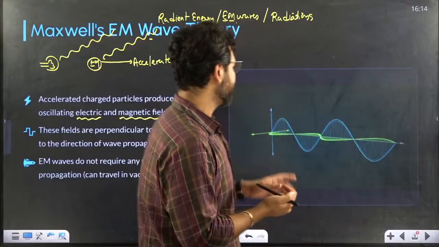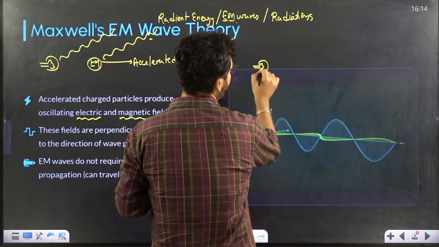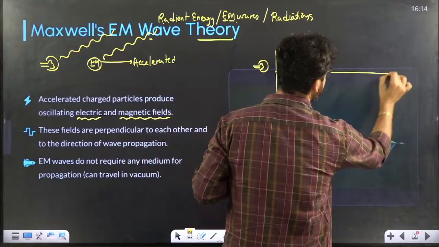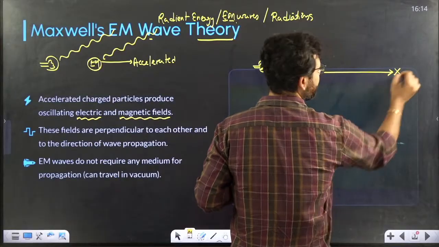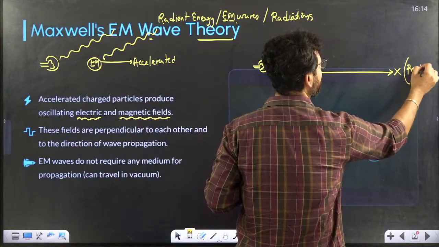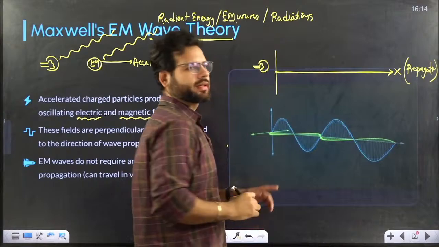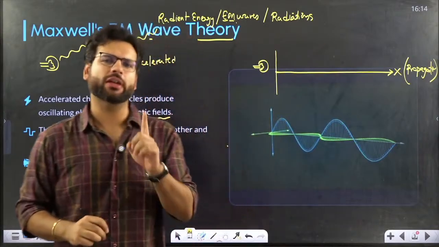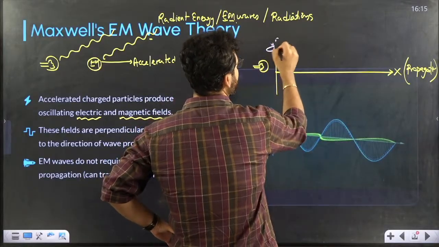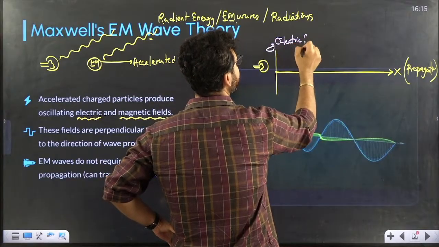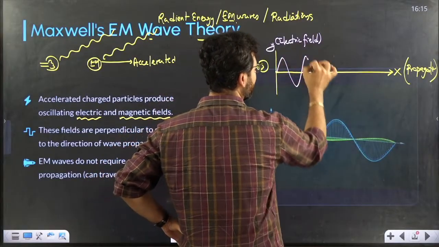Very important. Let's say, with the help of a diagram, I will show you. Let's say this is the bulb, and it is propagating the wave along the x-axis. So this is the direction in which the wave is moving. The radiation is moving along the x-axis. This is the direction of propagation of the wave. He says the electric field will be perpendicular to the direction of propagation. So the electric field, let's keep it on the y-axis. I am keeping the electric field on this y-axis. So along the y-axis, the electric field will be oscillating in the form of a wave like this.